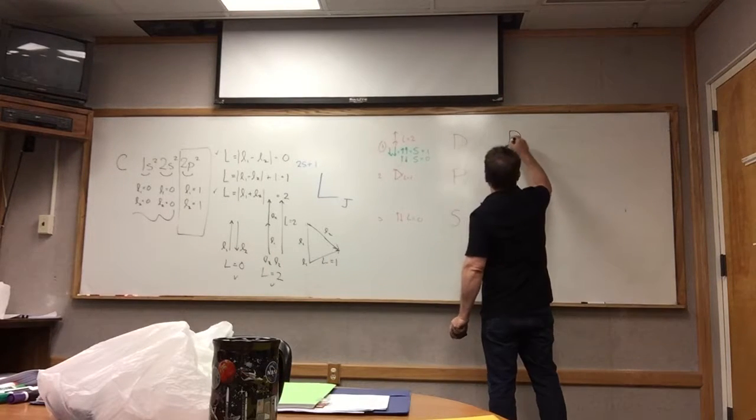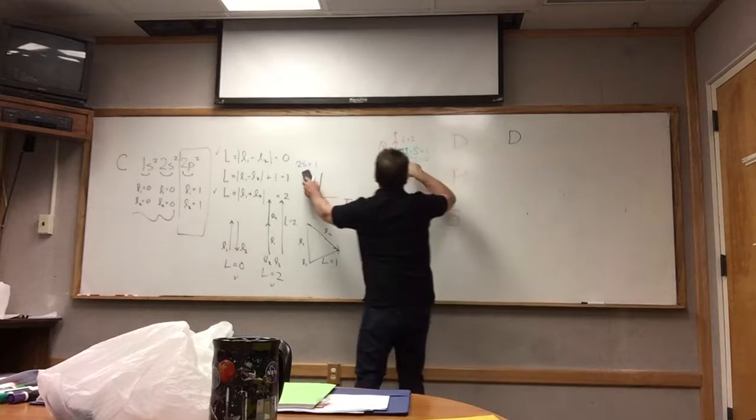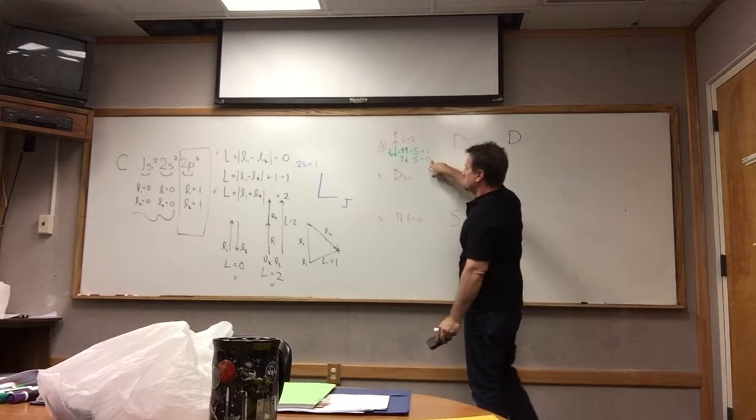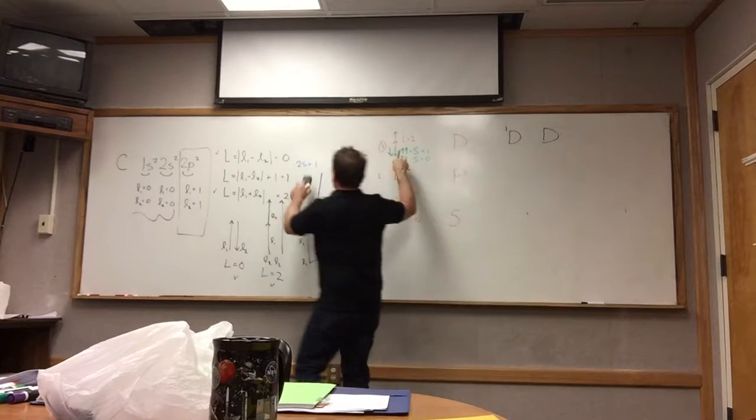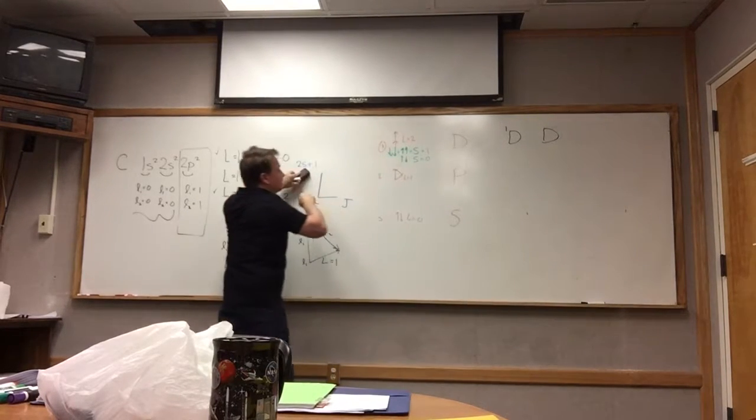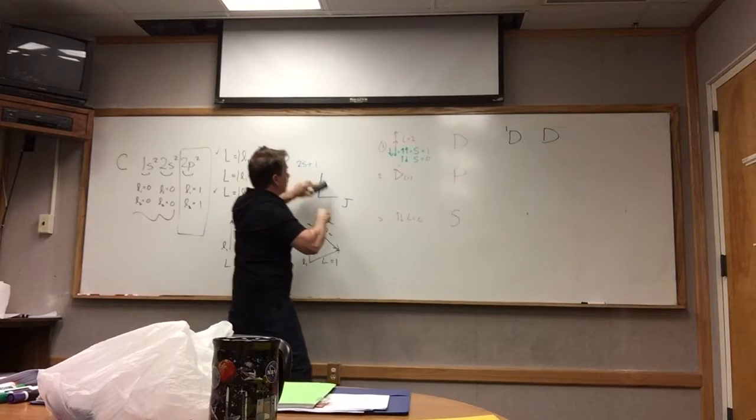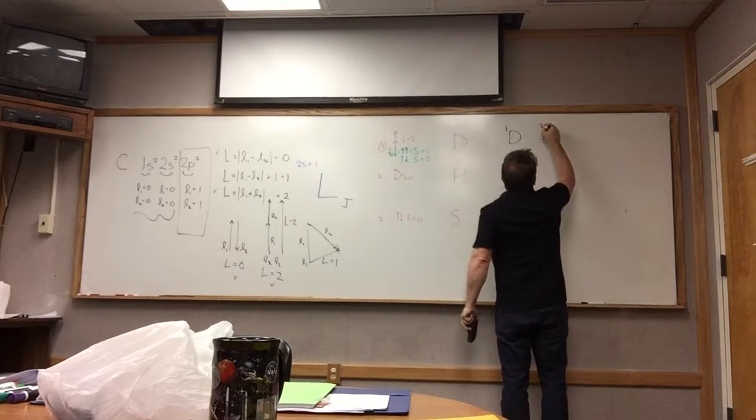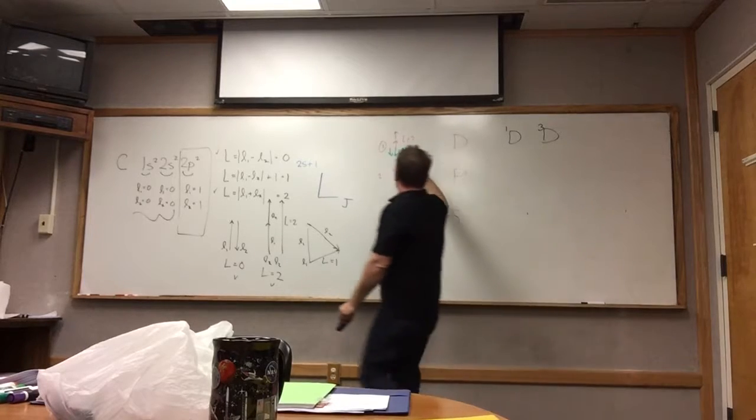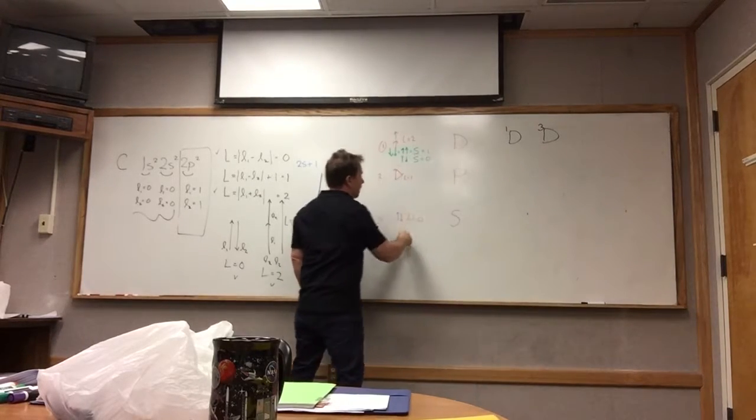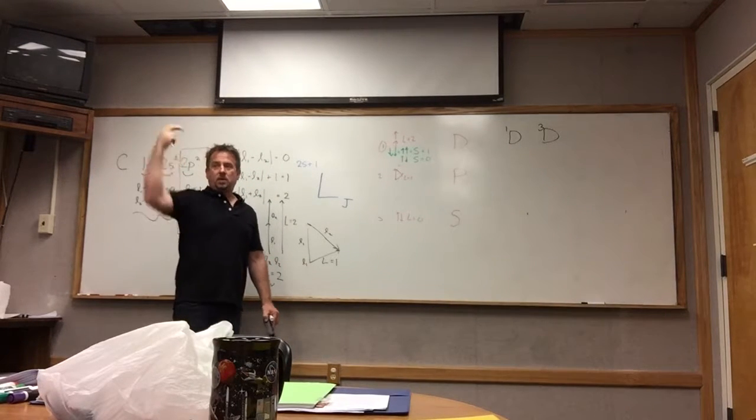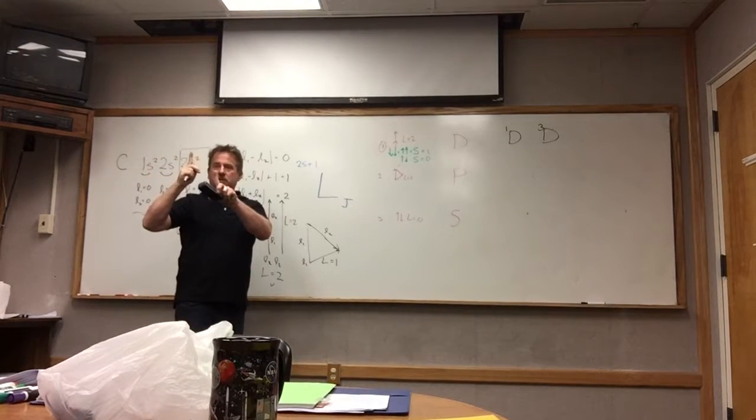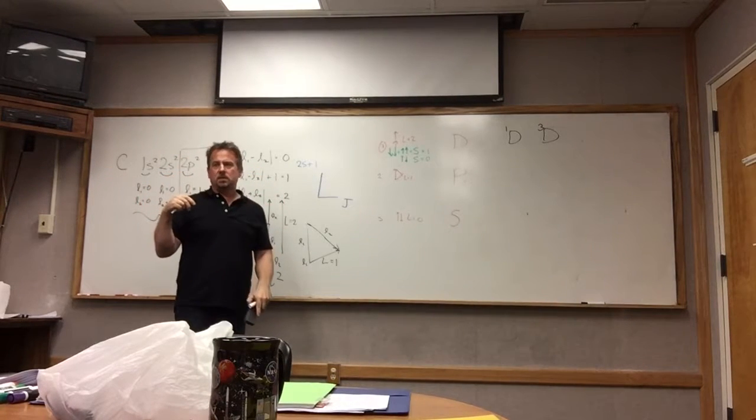Can have D with, this is 2S plus 1, so if that's a 0, that's a 1, or you can have a D where they're aligned, in which case S is 1, 2S plus 1 is 3. The same thing applies for S with these guys, because it's the same two electrons. They can either be aligned up, aligned down, or aligned opposite. Aligned opposite, capital S is 0. Aligned together, S equals 1.